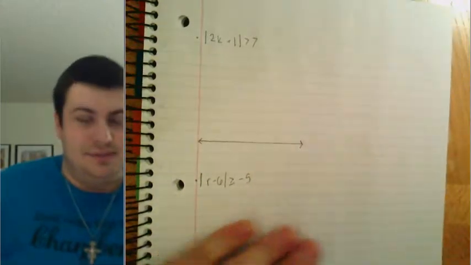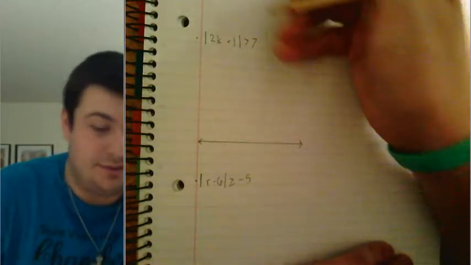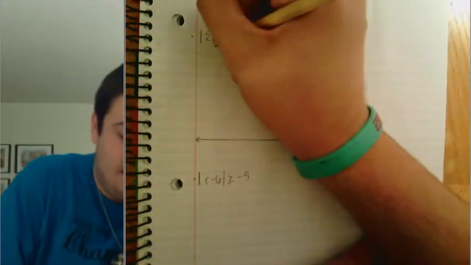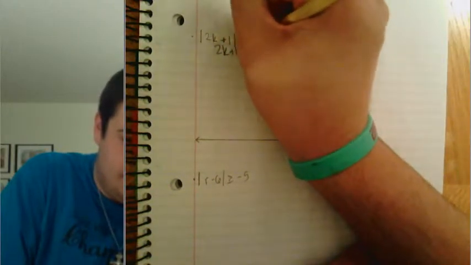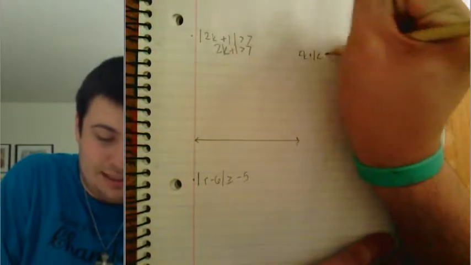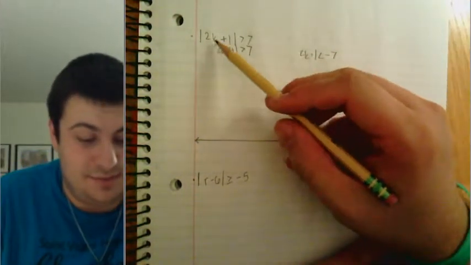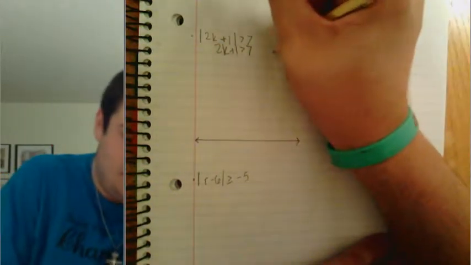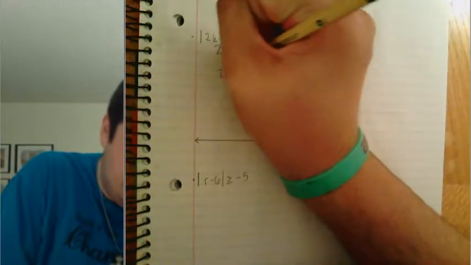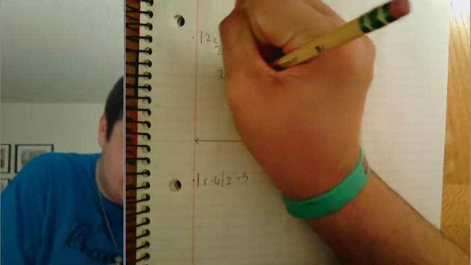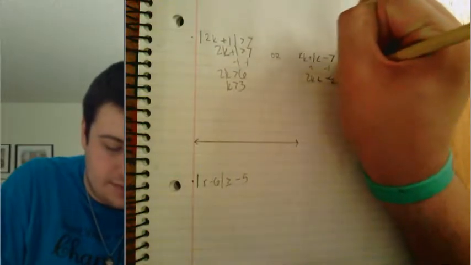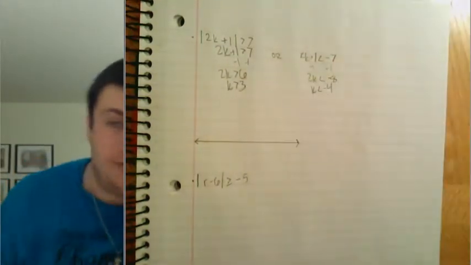In the event that we have the absolute value of 2k plus 1 is greater than 7, we take our obvious case, so 2k plus 1 is greater than 7. We take our double sign change, so 2k plus 1 is less than negative 7. And we have an or statement. So now we solve. Minus 1, 2k is greater than 6, which means that k is greater than 3. Minus 1, 2k less than negative 8, k less than negative 4.